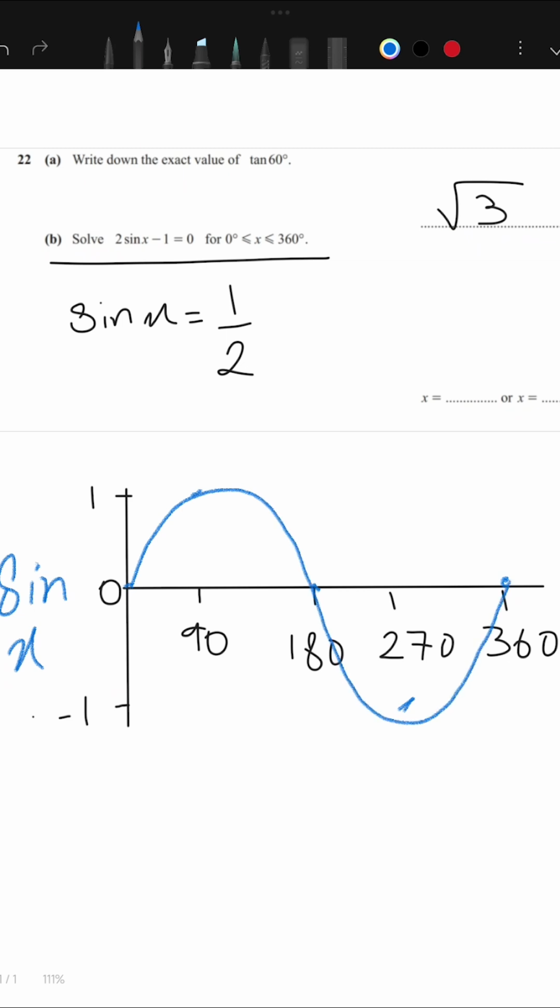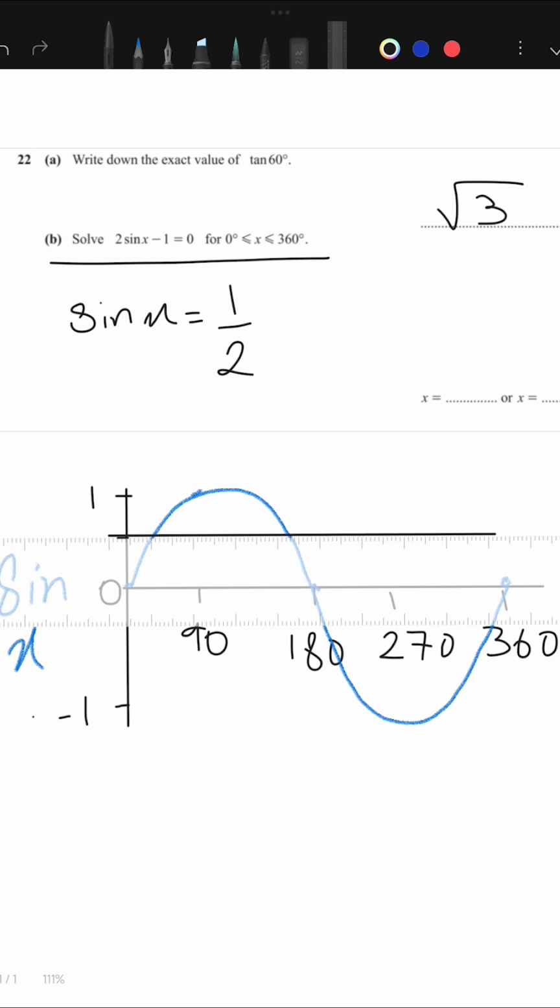All right, so how do we find sine x equals 1 over 2? Now where is 1 over 2 over here? 1 over 2 is going to be somewhere around here. Yeah, it's going to be halfway, right? So we can use a ruler to measure halfway, and then from that point we draw a straight line. All right, so here's our straight line.